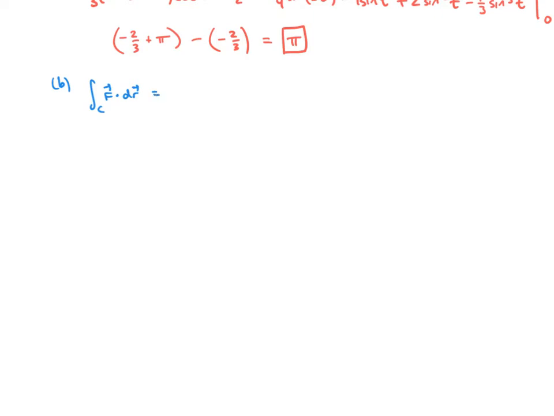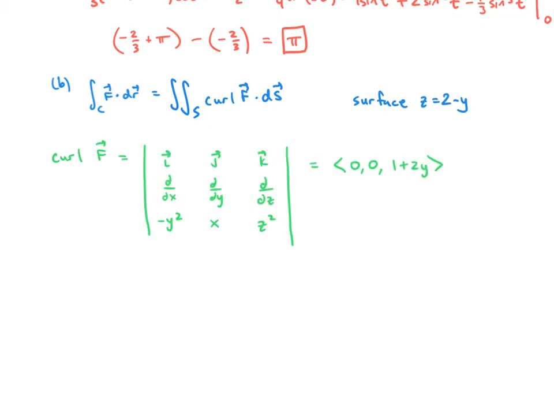So we're going to say by Stokes theorem that this is equal to the double surface integral of curl f dotted with dS. Okay, now our surface again is z equal to 2 minus y, and we have our restrictions and everything. Let's go ahead and calculate curl f. I'm going to pause this and set up the cross product. Okay, so again, our vector curl f is going to be 0, 0, and then 1 plus 2y. And again, that's what we're utilizing here.